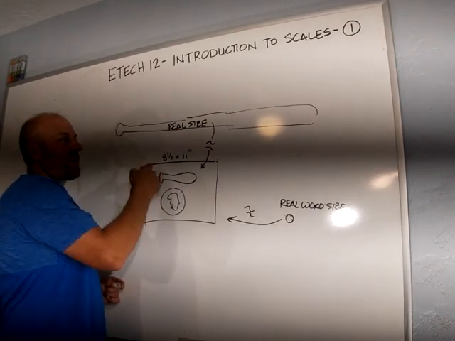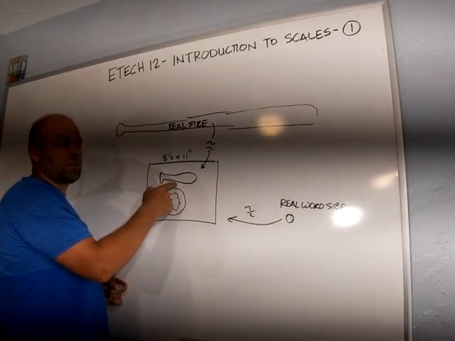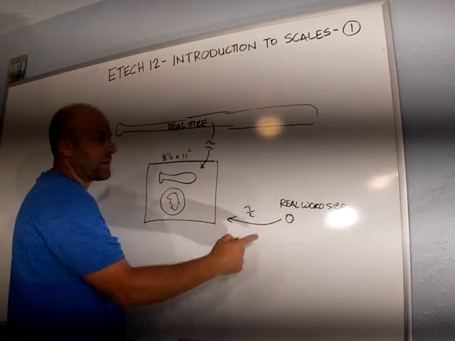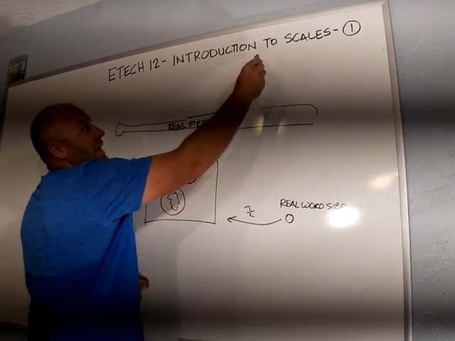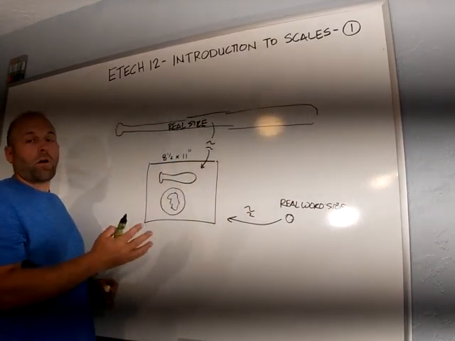So a larger item can be scaled down to fit on the piece of paper. A smaller item can be scaled up to look appropriate on the piece of paper. Introduction to Scales, Part 1.